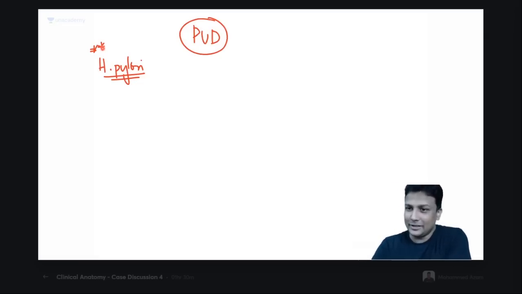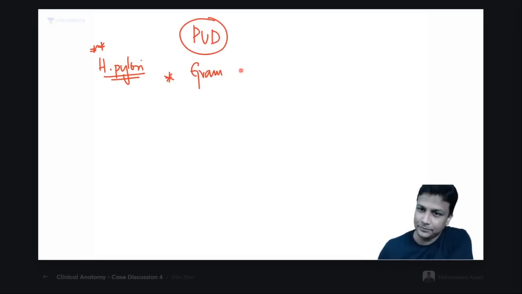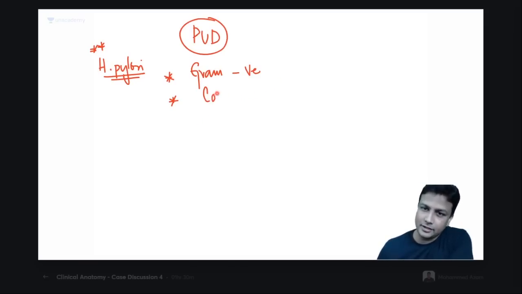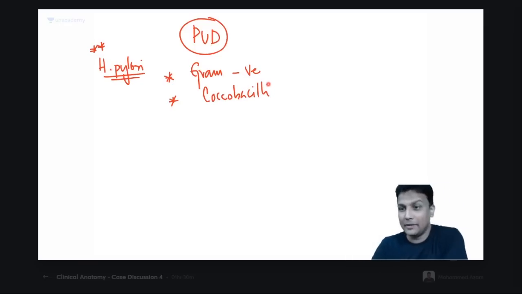First of all, is it a gram-positive bacteria or gram-negative bacteria? Come on, my dear friends. Point number one: gram-positive or gram-negative? Remember, it's gram-negative bacteria. And what is the shape of this one? Is it cocoid or bacilli? Remember, that is cocobacilli. It's not completely cocoid or completely rod shaped or spherical shaped.